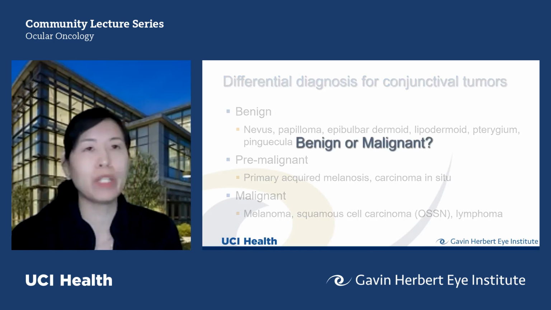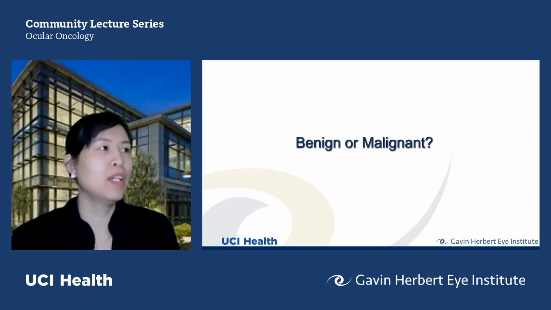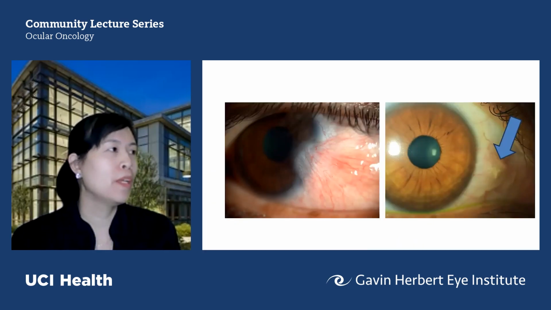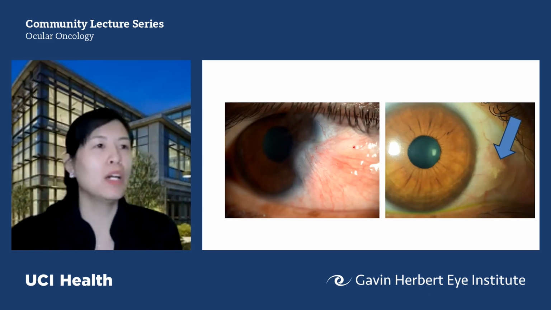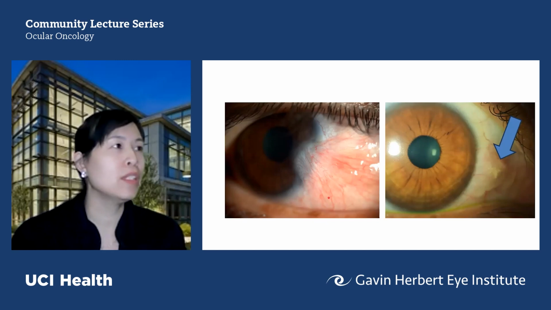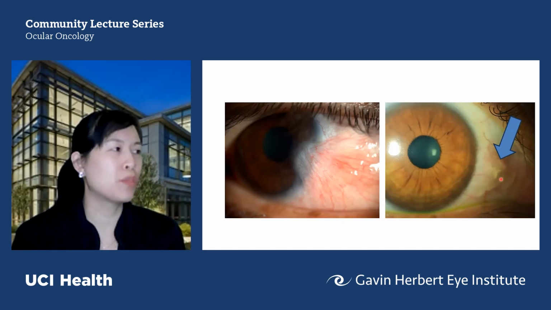So let's play a little game, benign or malignant. I'm going to show you two lesions and see if at home you can just, in your mind, guess which one is benign, which one is malignant. On your left, you have this bigger wing-shaped lesion with a lot of blood vessels in it. And then the one next to it, I had to put the blue arrow to show you because it's kind of small, a little white bump, not quite as red.